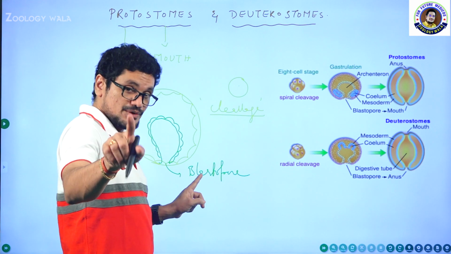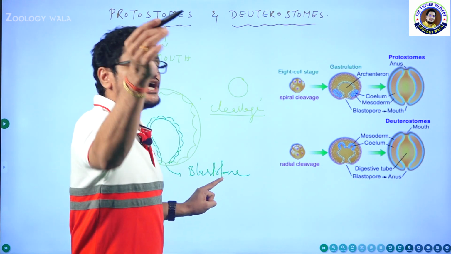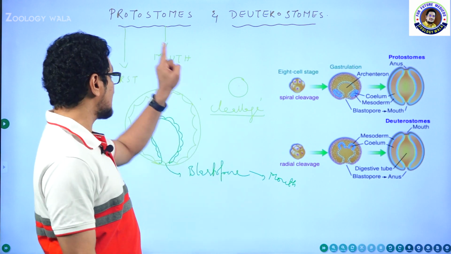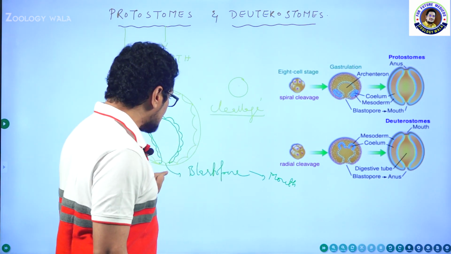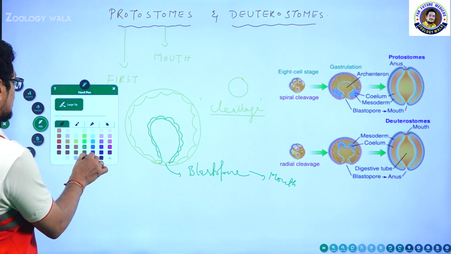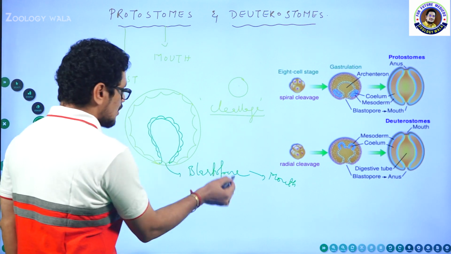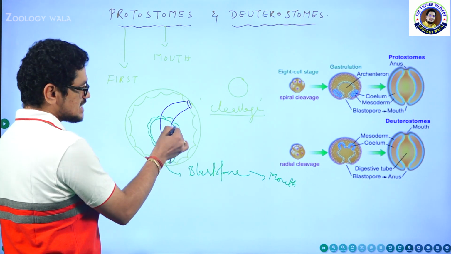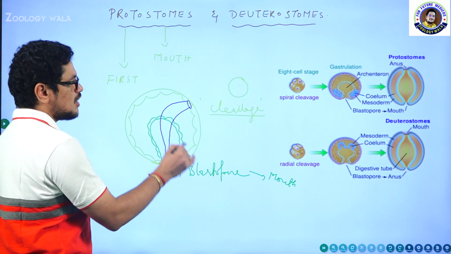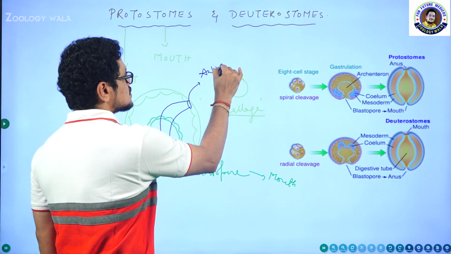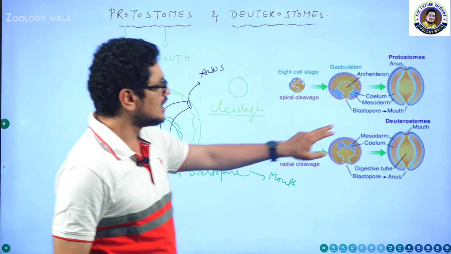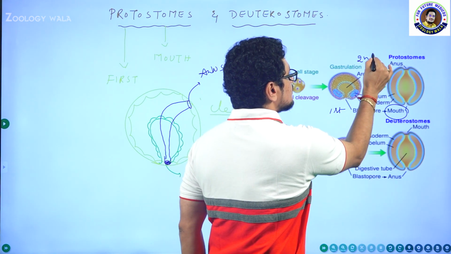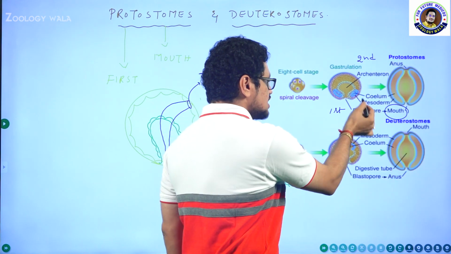This is the first formed opening. If this blastopore turns into the mouth, we are going to call that animal a protostome. So during the developmental history of an animal, the first formed opening will become the mouth, and the second formed opening will become the anus. This is the alimentary canal. So mouth forms first and anus forms later. These are called protostomes.